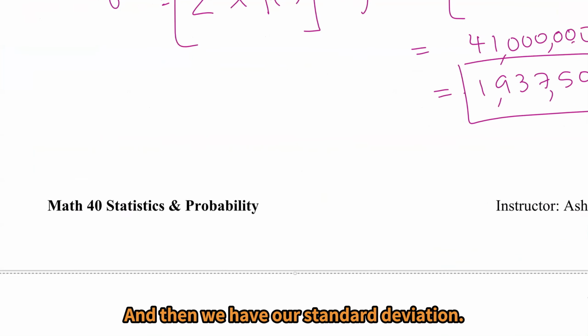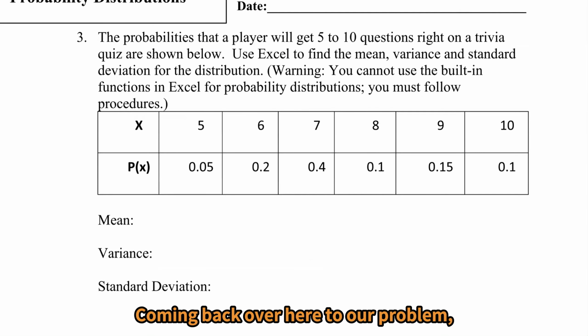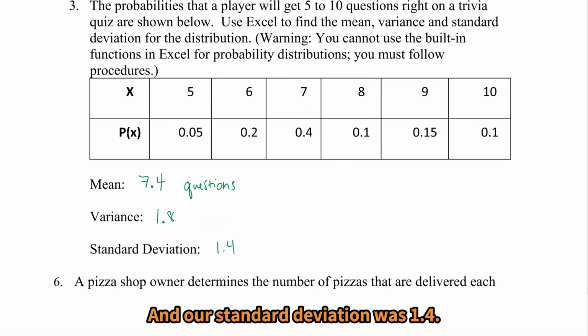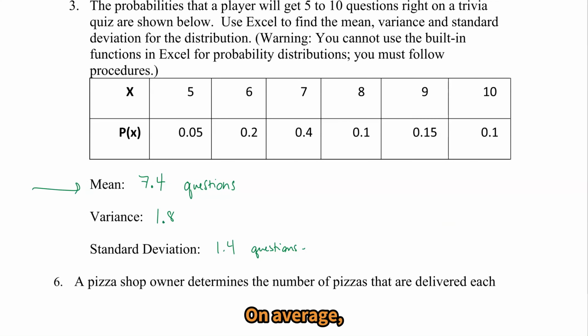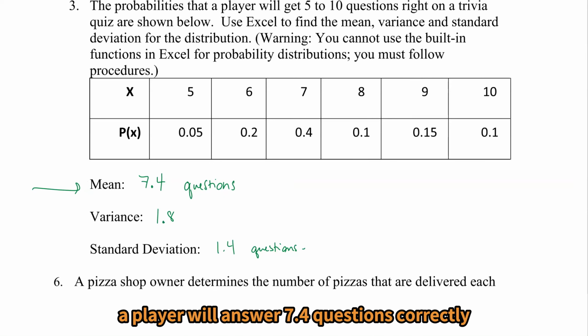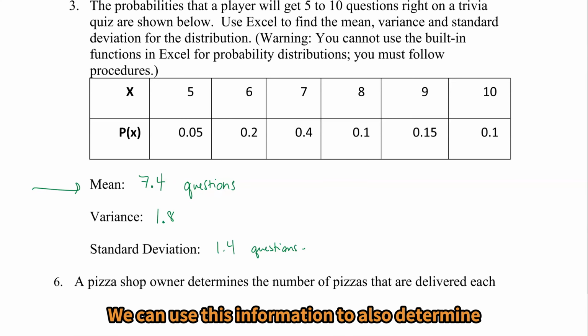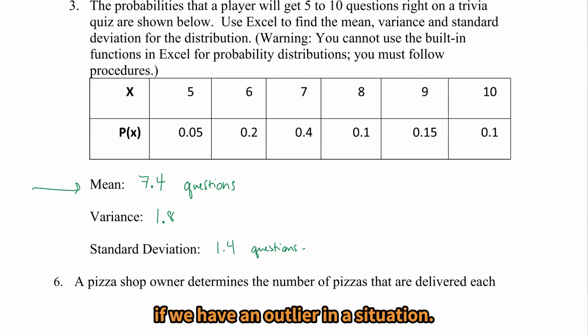So coming back over here to our problem. Our mean was 7.4 questions. Our variance was around 1.8. And our standard deviation was 1.4. On average, a player will answer 7.4 questions correctly if they repeat this trivia quiz over and over and over again. We can use this information to also determine if a claim is believable, if we have an outlier in a situation.